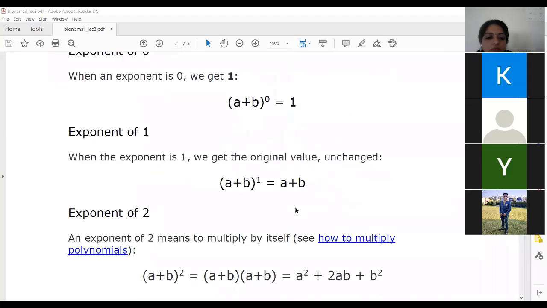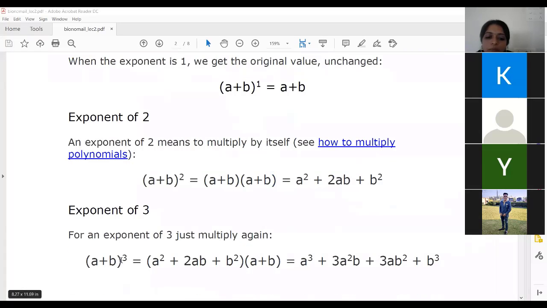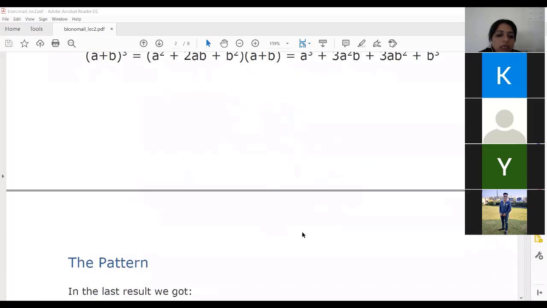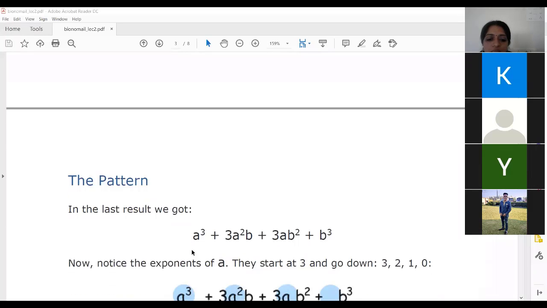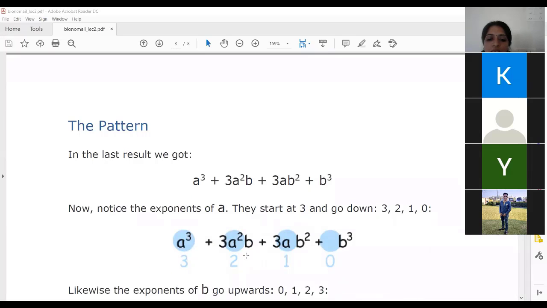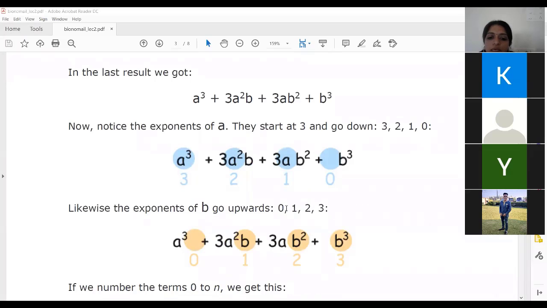Now, similarly for a plus b raised to 3. So, what is the pattern, students? Here a cube plus 3a square b plus 3ab square plus b cube. It means the power of a goes down. It starts with 3 and goes up to 0. So, the power of a is 3, 2, 1 and 0. And the power of the second term is going up. Here the power of b is 0, then 1, then 2, then 3.